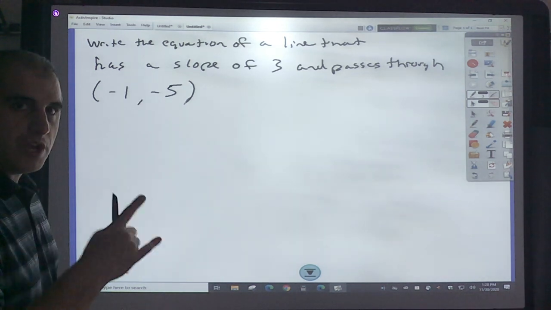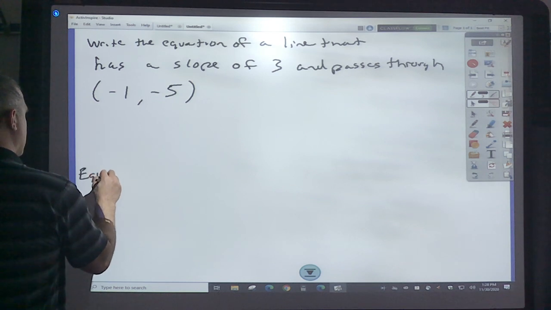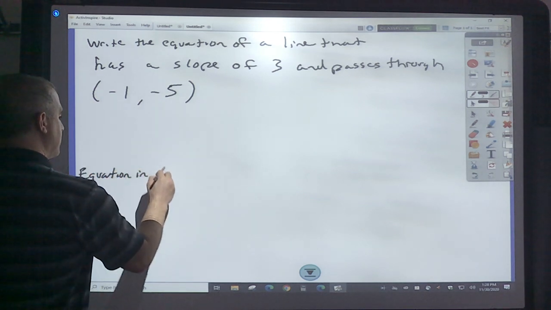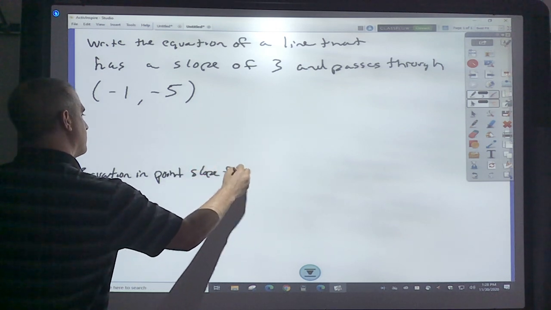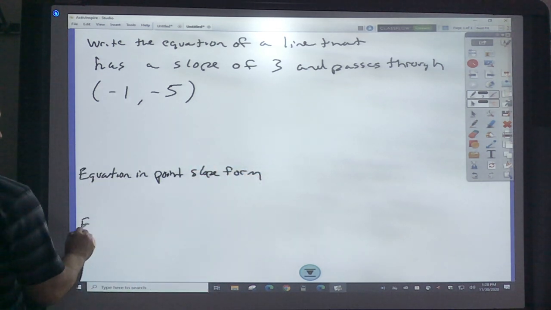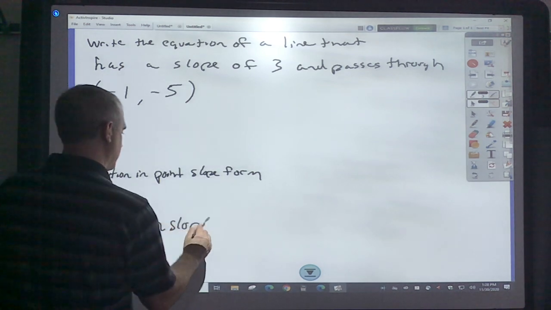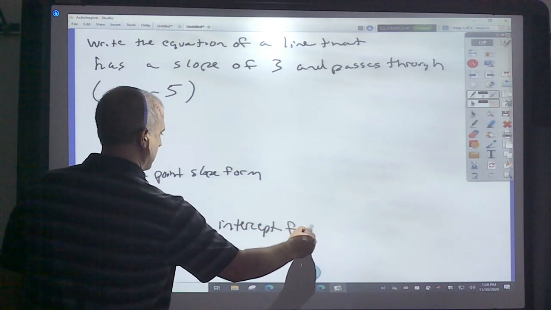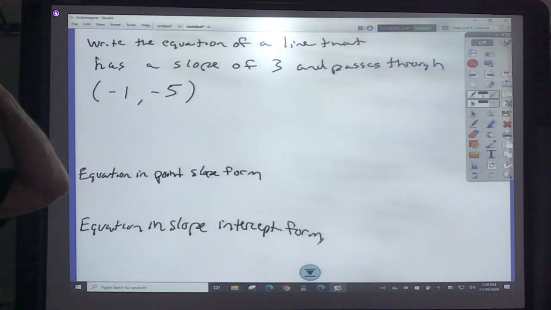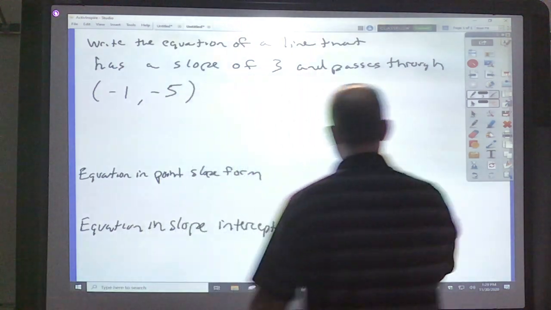They're going to ask you for two types. An equation in point-slope form, an equation in slope-intercept. Okay? Now, the way you get slope-intercept is you first need to find point slope.